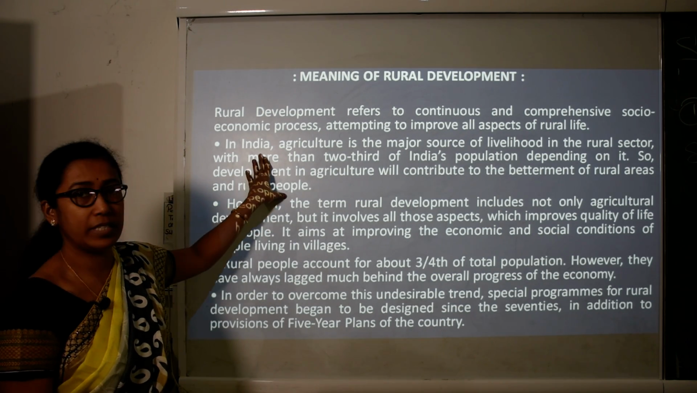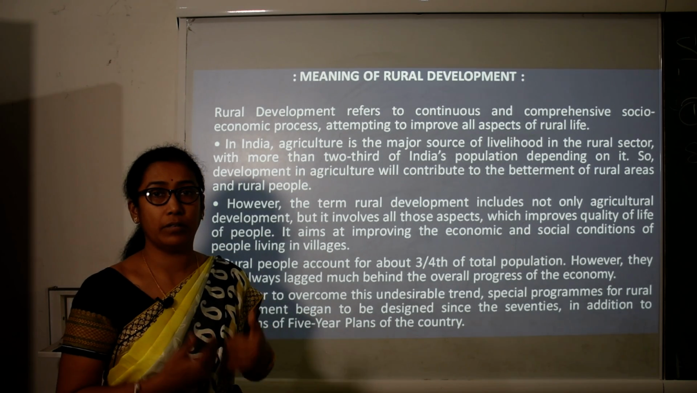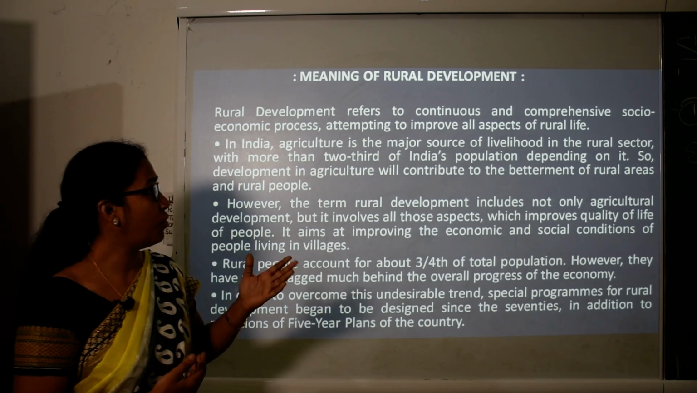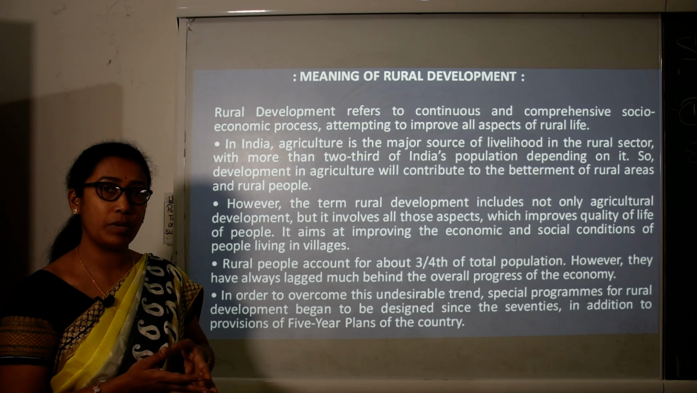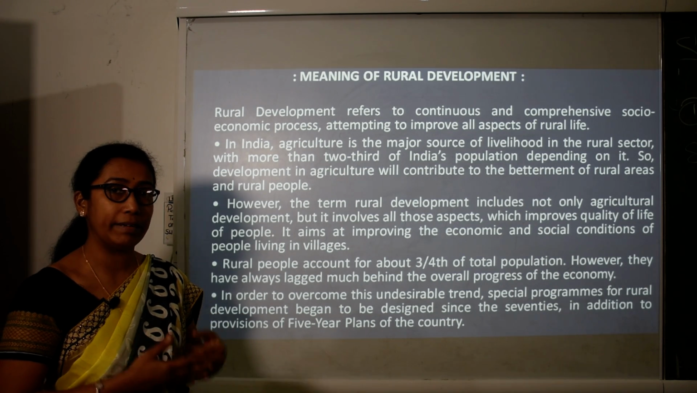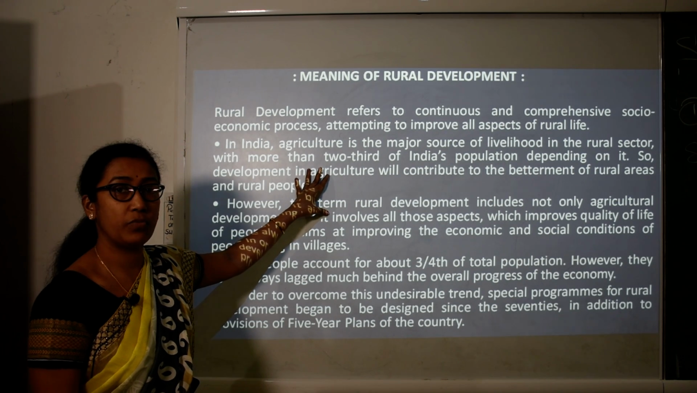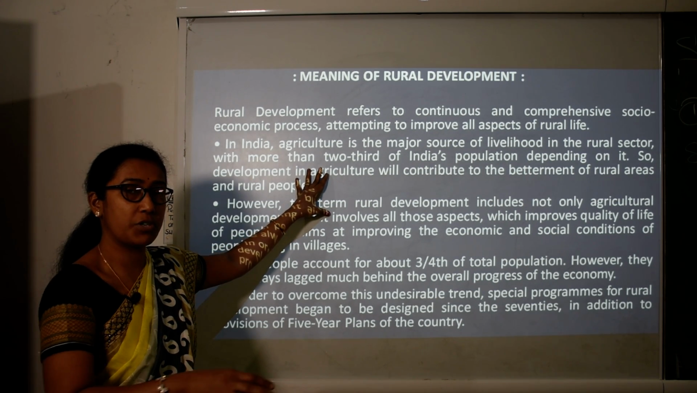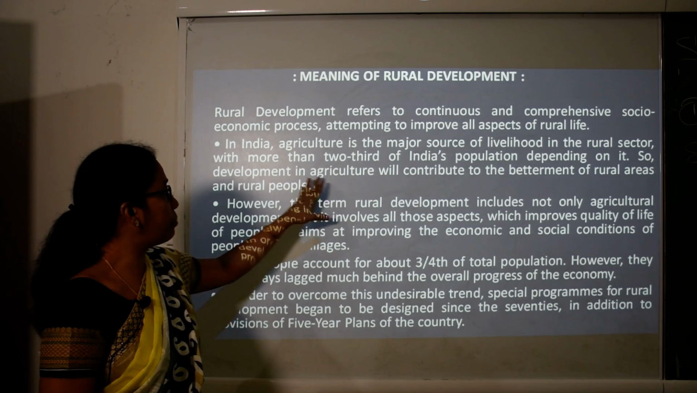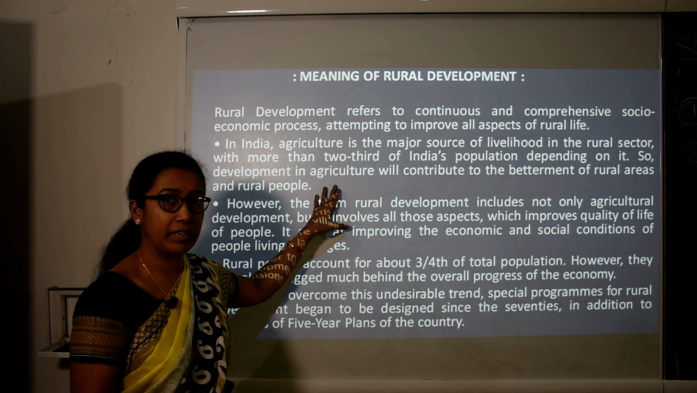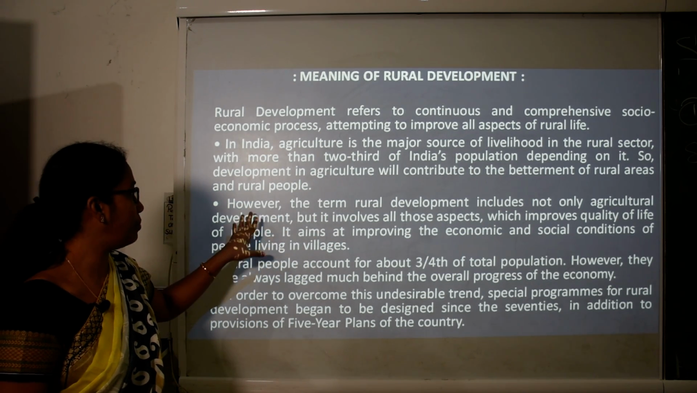So, in India if we see, agriculture is the main source of livelihood of the rural sector, that means all those people who are living in rural areas, including tenants and marginal farmers, with more than 2/3 of India's population depending on agriculture, especially in rural areas. So, development in agriculture will contribute to the betterment of these rural areas and rural people.